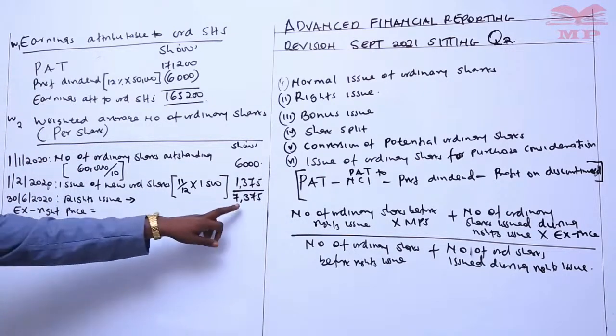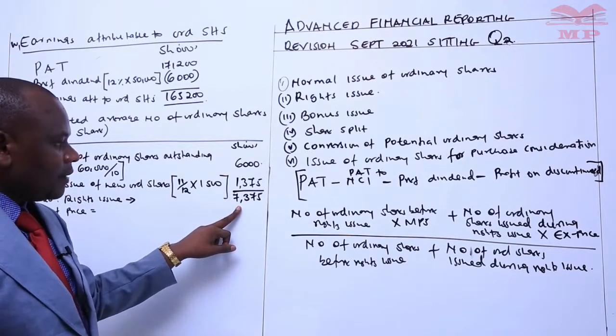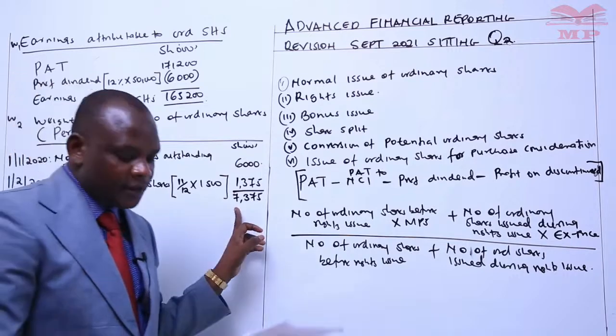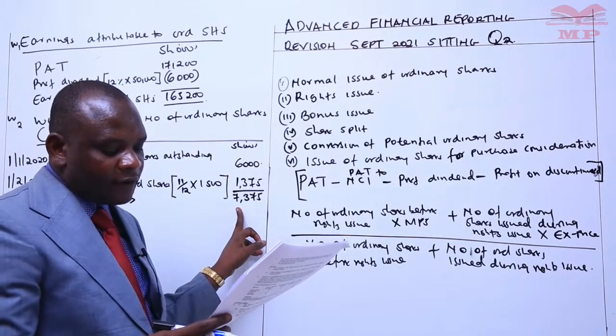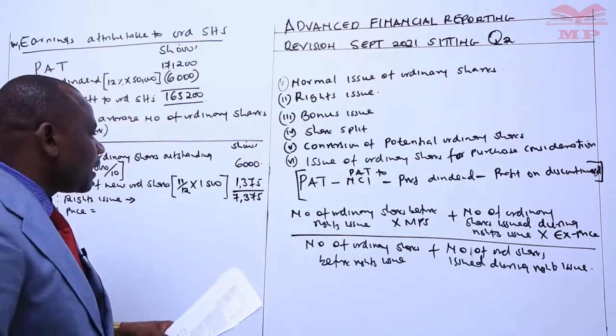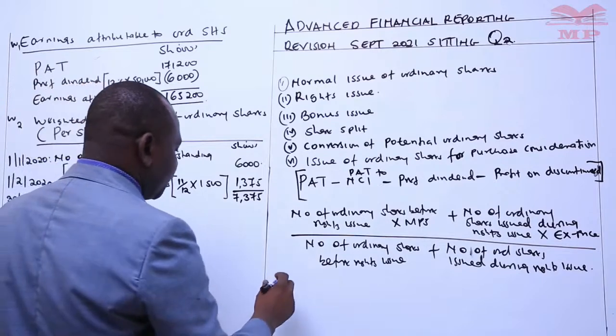That means that the number of shares before rights issue is 7,375. Then how many shares were issued during rights issue? You get that by looking at the terms, 1 for every 4. So the number of rights is 4, 1 for every 4.